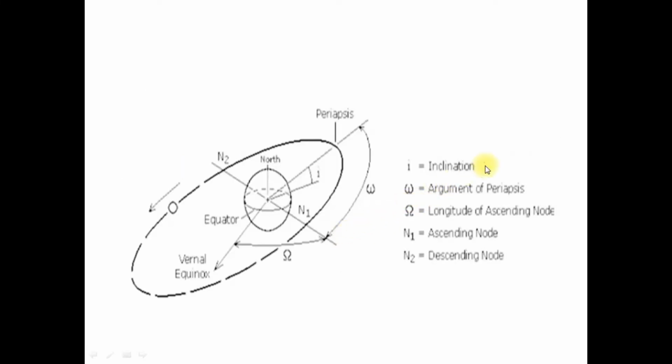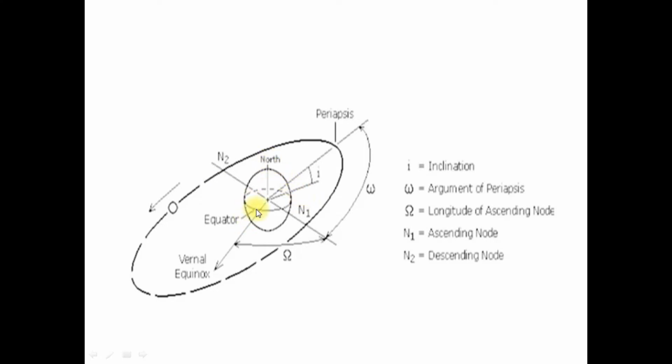Here we'll be able to see periapsis and apoapsis. The farthest point we'll call periapsis, and the nearest point we'll call apoapsis. And then if we take our Earth, here we'll have north, and here we'll have an equator.